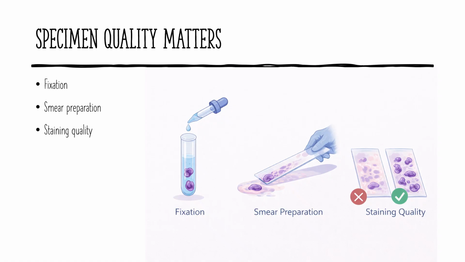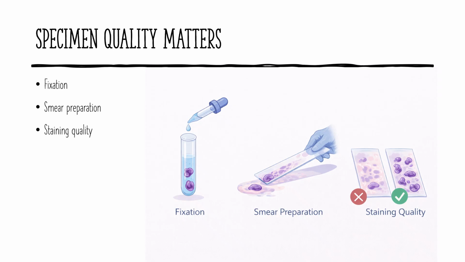First, fixation. Fixation preserves cellular architecture at the moment of collection. If fixation is delayed or inadequate, cells begin degenerating almost immediately. Nuclei swell, chromatin blurs, cytoplasm vacuolates, and suddenly immature cells can look reactive or abnormal cells can look deceptively normal. And in hematology, that can mean the difference between recognizing leukemia versus missing it entirely.